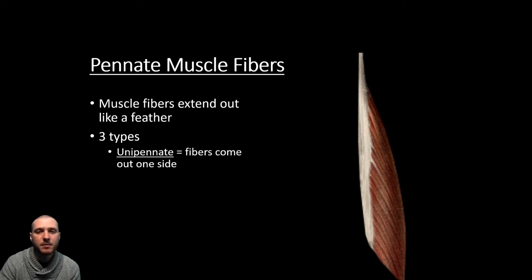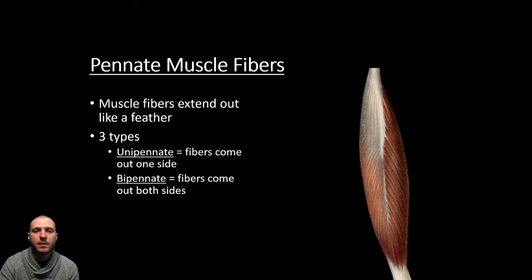And lastly, we have the pennate muscle fibers. These are going to be fibers that extend out like a feather, and we're going to classify them depending on which way they fan out or extend out. If you see unipennate, uni meaning one, it means the fibers come out from one side. So here we have the tendon, and the fibers come out just the one side. Whereas when we have a bipennate, it means that we have a central tendon where the fibers come out from both sides. So this is the classic feather-like shape.